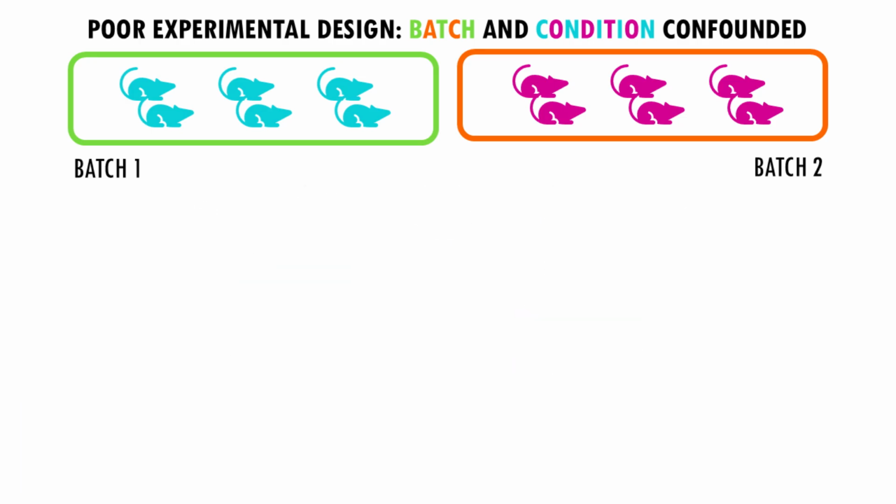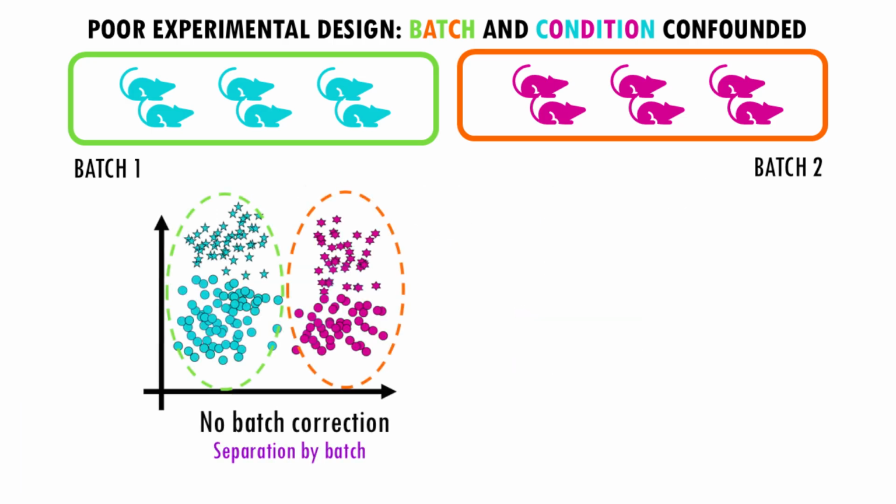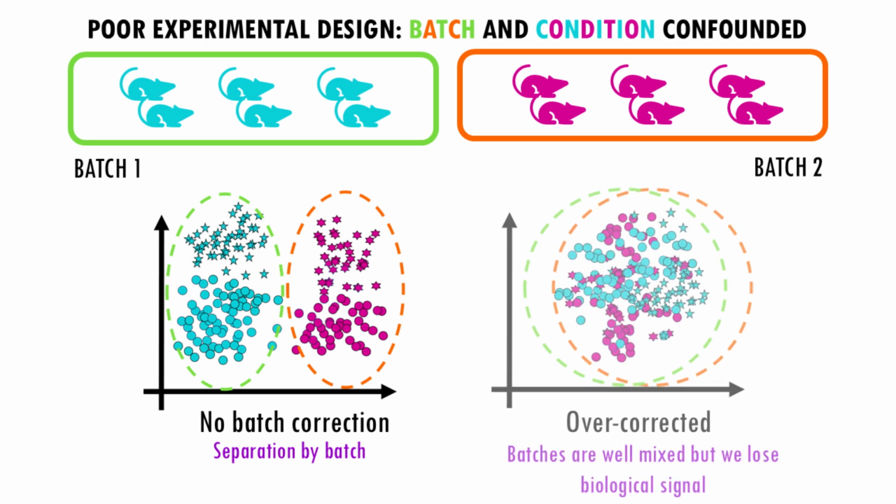If we don't correct, we won't be sure whether the differences we're seeing are due to the batch effects, so technical differences between both batches. And if we do apply a correction method, it might overcorrect the data. So we get a good overlap between batches, but we're losing the biological signal. In this simple example, we cannot distinguish stars from circles anymore.